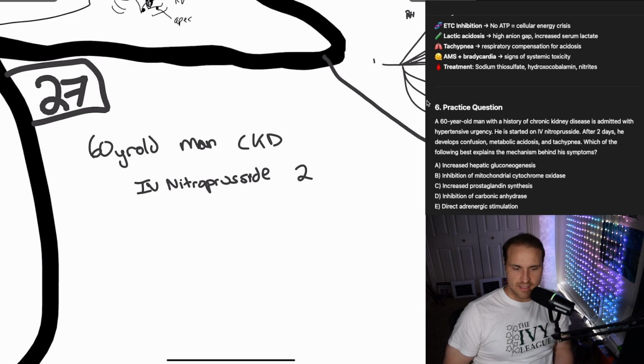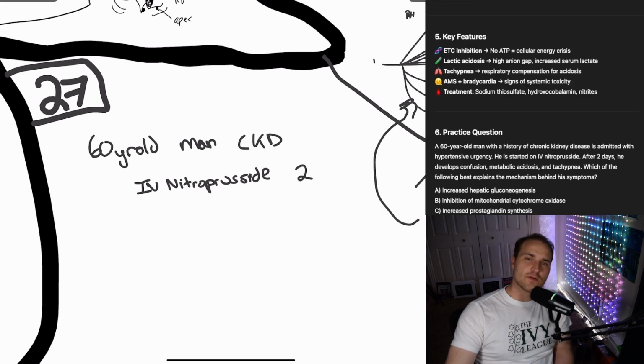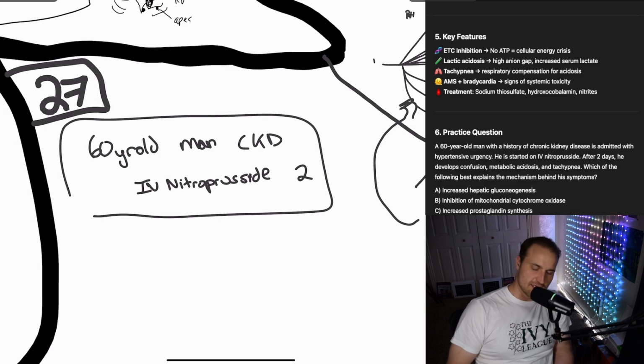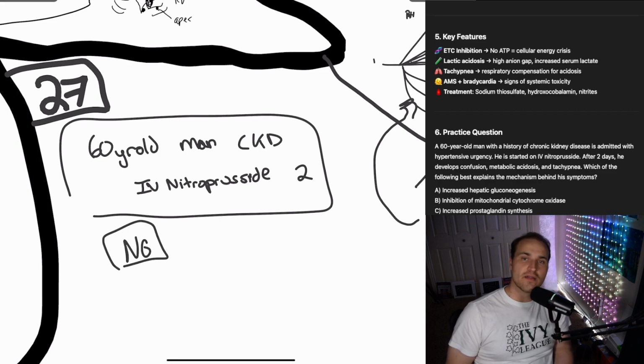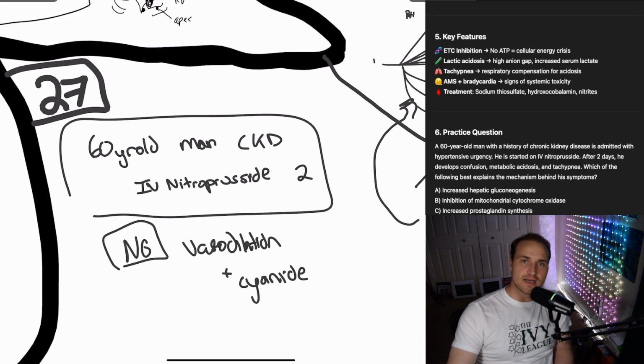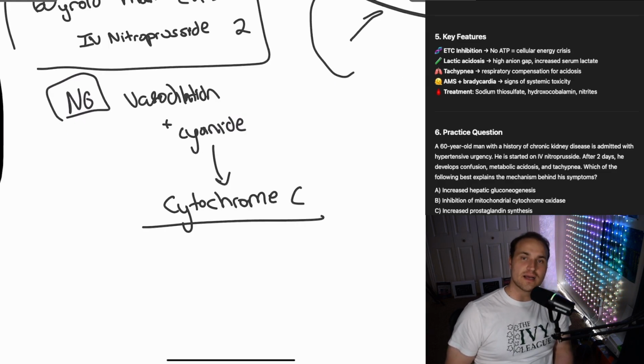So you can kind of see at the top of the screen there. But essentially what happens is we get electron transport chain inhibition, so there's no ATP, and so you have a cellular energy crisis. And the pathophys for this condition is nitroprusside enters the bloodstream and it releases nitric oxide. And that causes what? Vasodilation and also cyanide. Okay, then cyanide binds to cytochrome C oxidase. You may remember that from MCAT. All right, so that binds there. That's also known as complex 4.